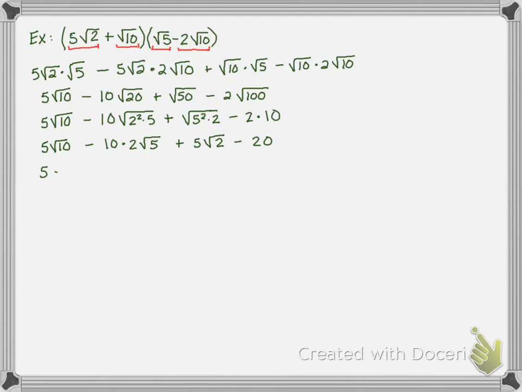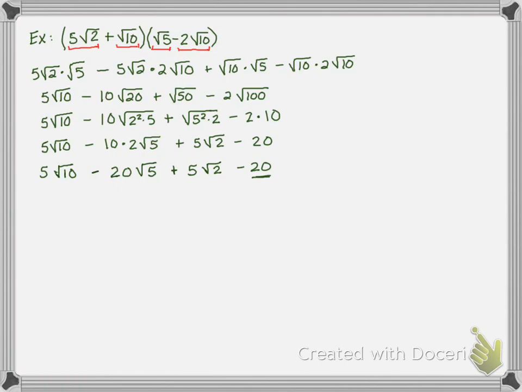And I'll go ahead and multiply those coefficients. So 20 times the square root of 5. And everybody else stays the same. And we don't have any like terms here, so we can't combine anything.